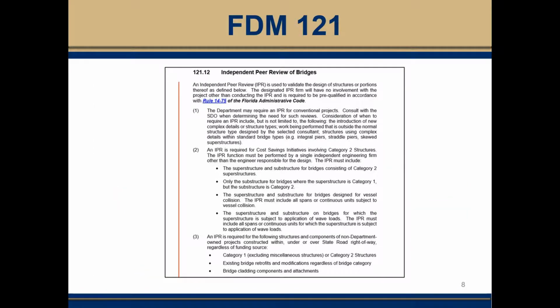The first part of Section 121.12 on independent peer review, or IPR, was reformatted for readability with only some minor changes to note. In Item 1, it was clarified that IPRs may be required for conventional projects and to consult with the SDO when determining the need for an IPR. The other change to note was in Item 2, where an IPR is required for CSIs, where the superstructure is subject to application of wave loads. This change was made to be consistent with the definition of Category 2 structures in Section 121.3.2 that Matt mentioned earlier.